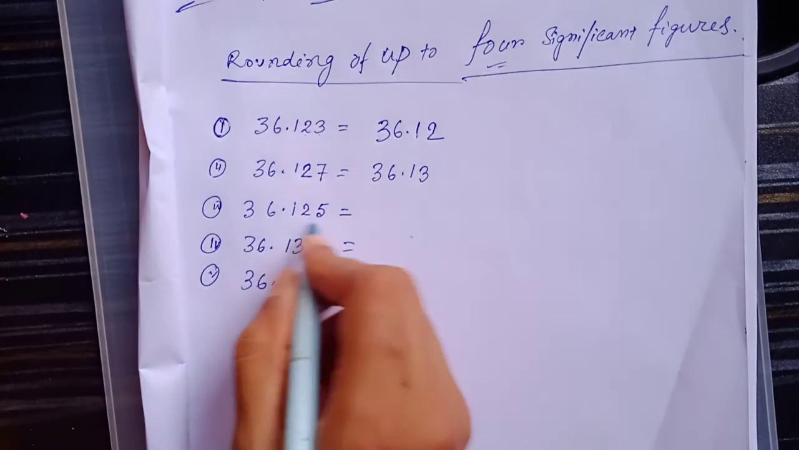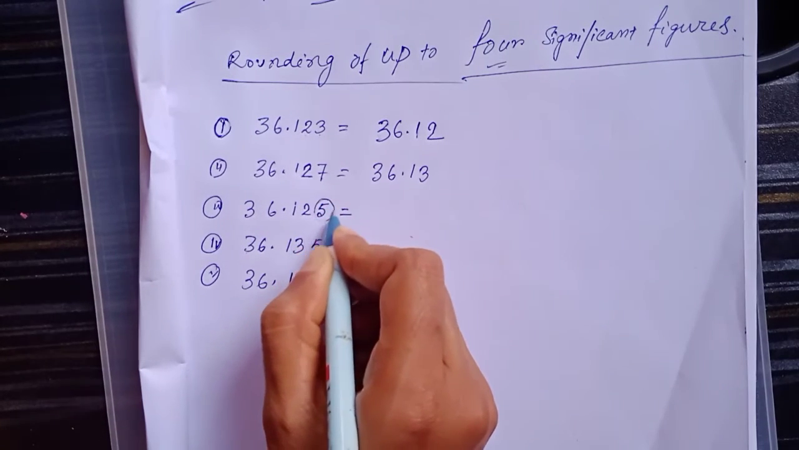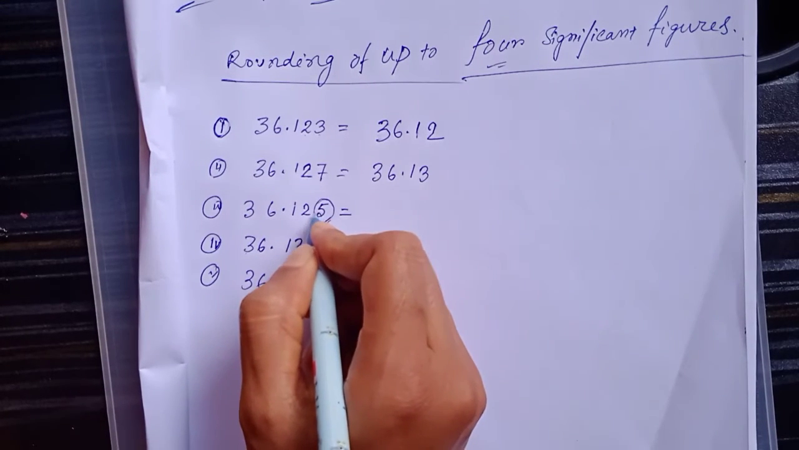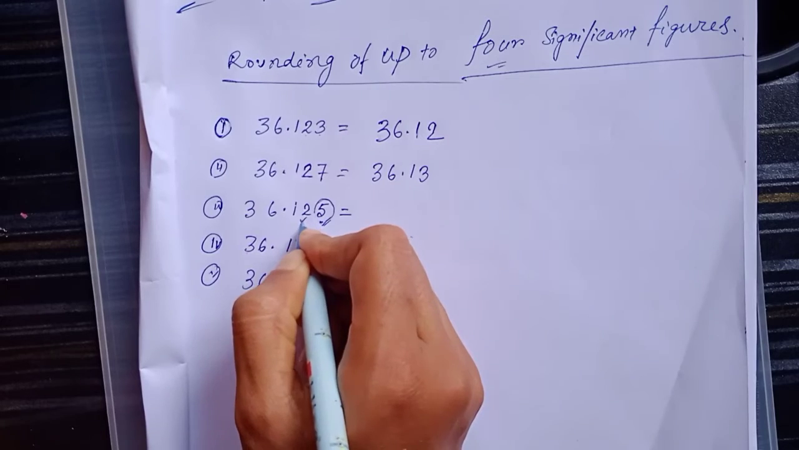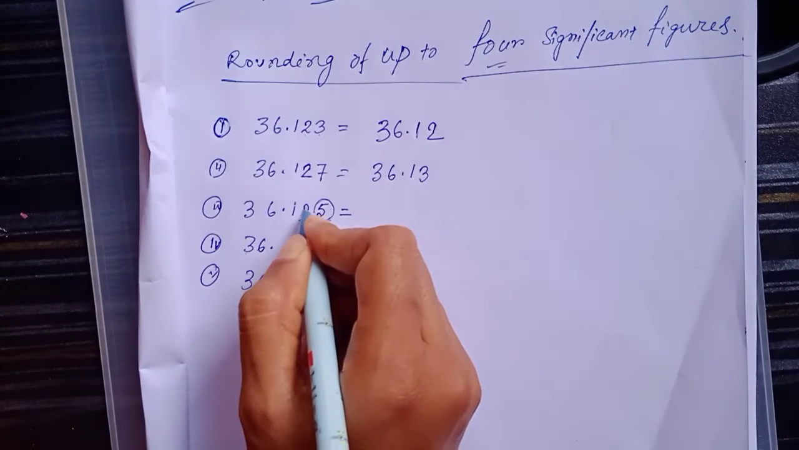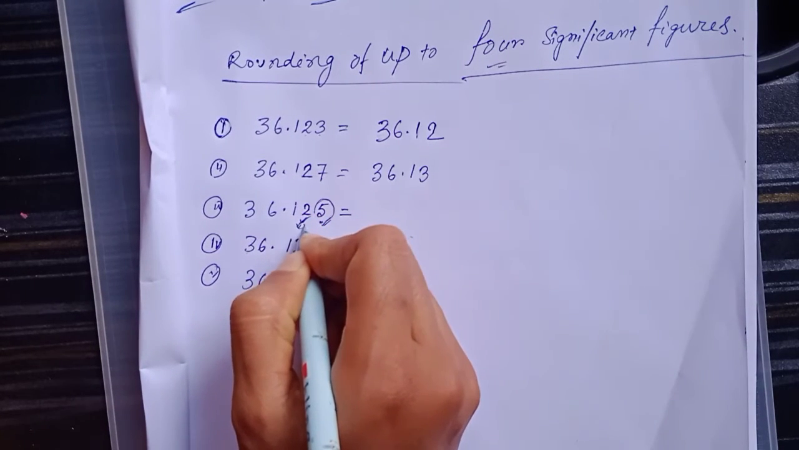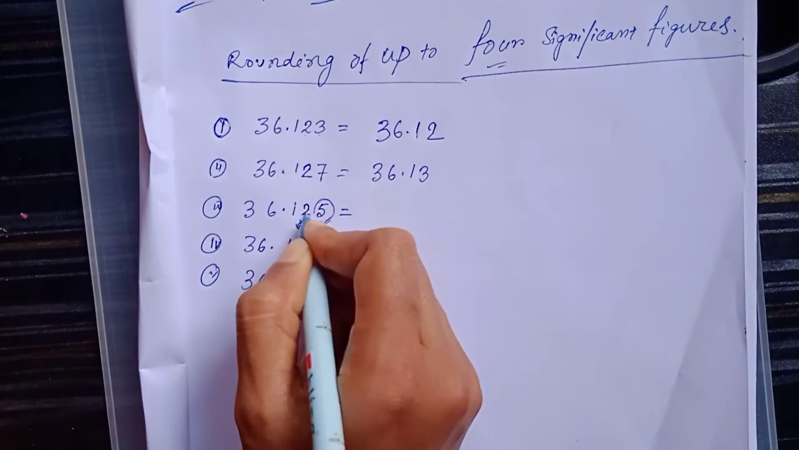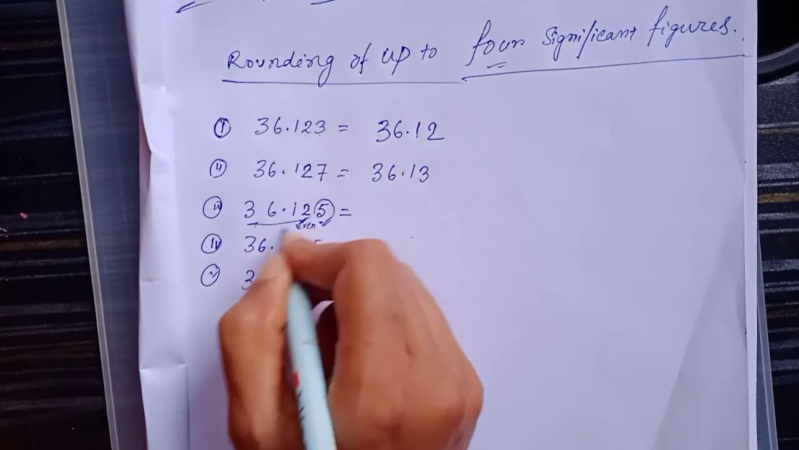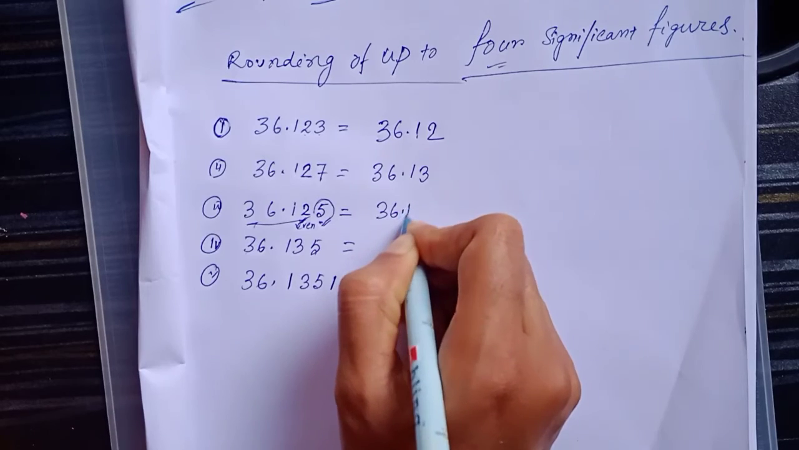Okay. Now what will happen if the last digit is 5? If the last digit is 5, then the rounding depends on the 4th digit, whether it is even or odd. Here we can see that the 4th digit is even. Then it remains unchanged. The rule is if the 4th digit is even, then it remains unchanged. That means our answer will be 36.12.